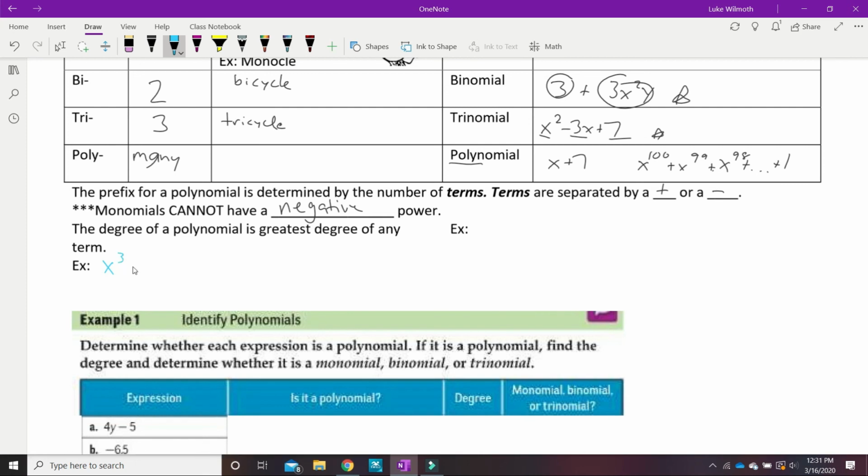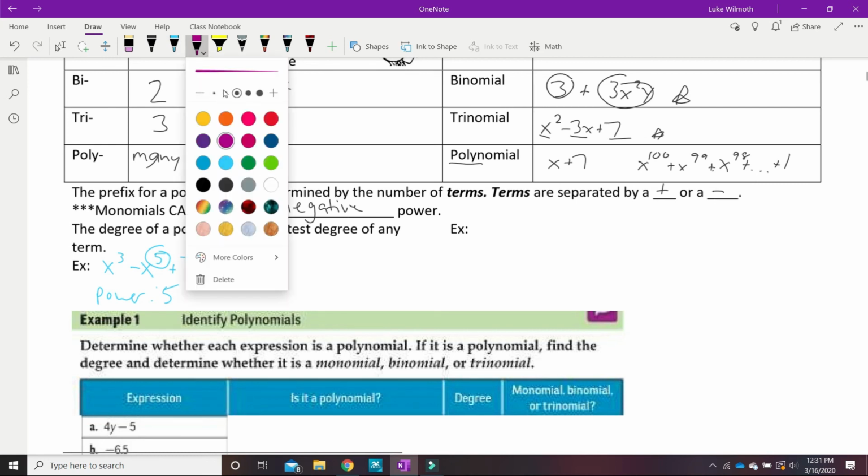X cubed minus x to the fifth plus 7. If I look at these three terms here, the power is a power of 5, because the highest power out of the three is 5, and this is x to the 0 power. The highest power is 5.